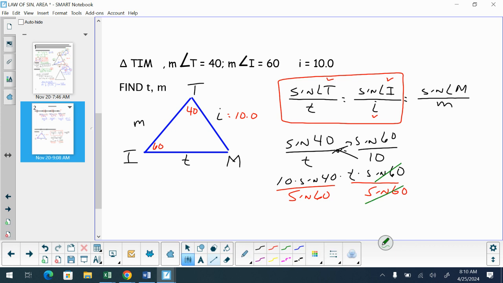Once again, in our calculator, what I would suggest is that you close your parenthesis out when it adds one parenthesis. You can clickety-clack in there. 10 times the sine of 40. Close your parenthesis out, divided by sine of 60. Close your parenthesis out.